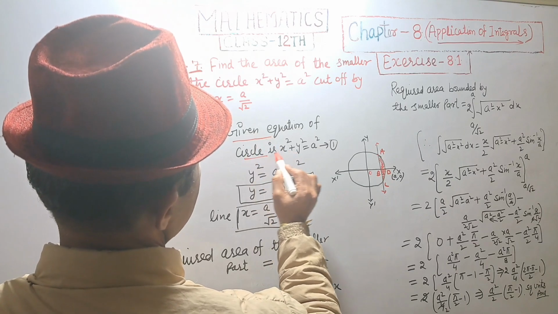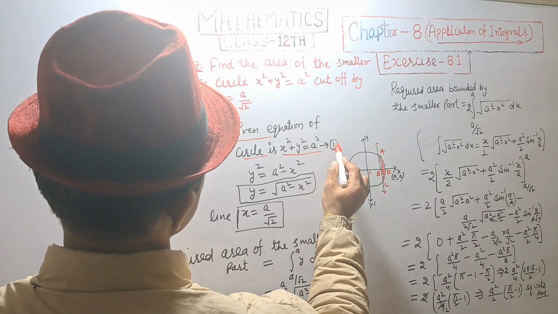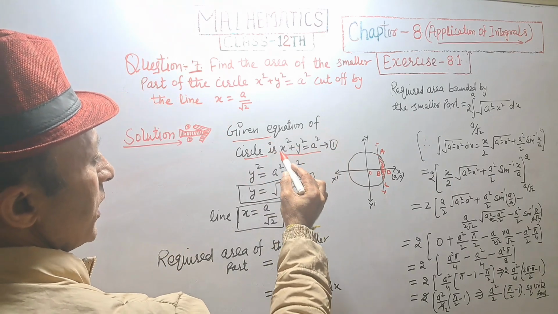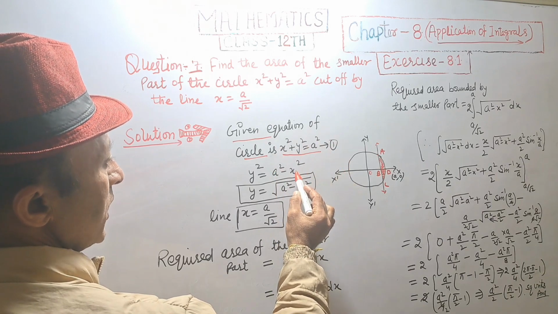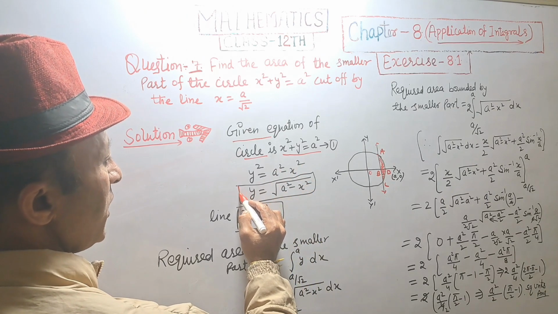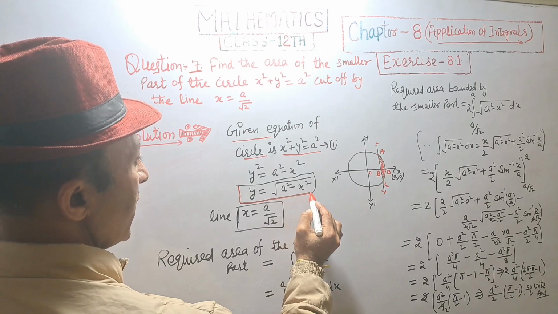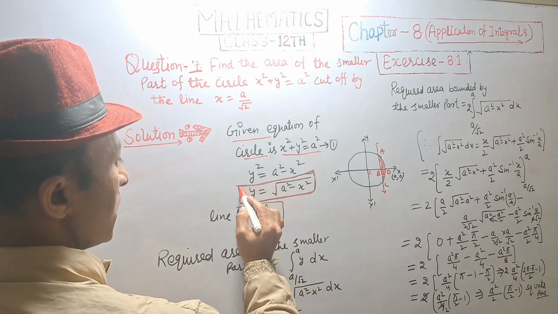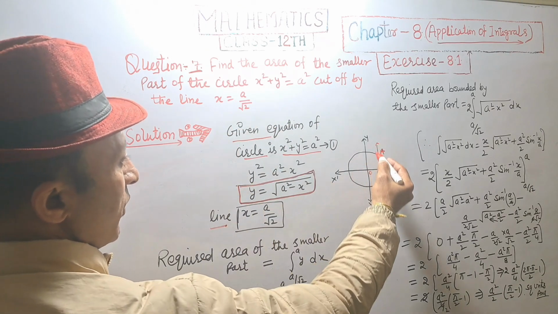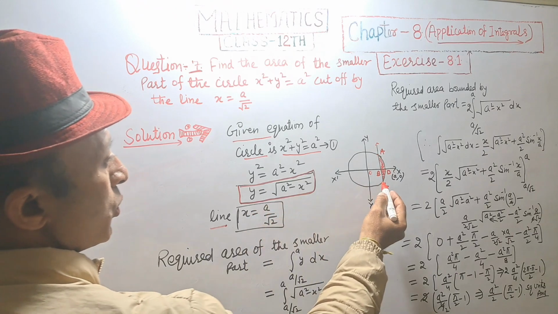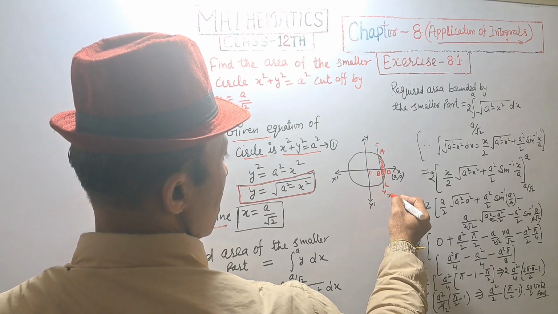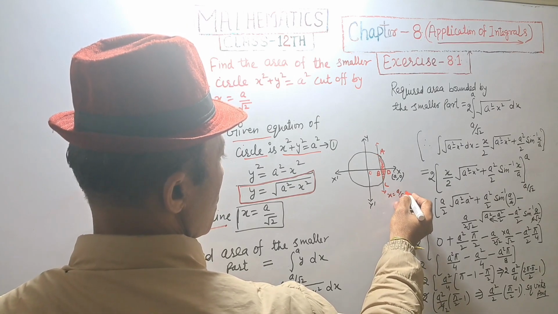Given equation of circle is x square plus y square is equal to a square, it's equation number first, and y square is equal to a square minus x square. Shifting x square to the right side, that will be negative, and y square is equal to a square minus x square, and value of y we get under root of a square minus x square, and cut off by the line x is equal to a upon root 2.